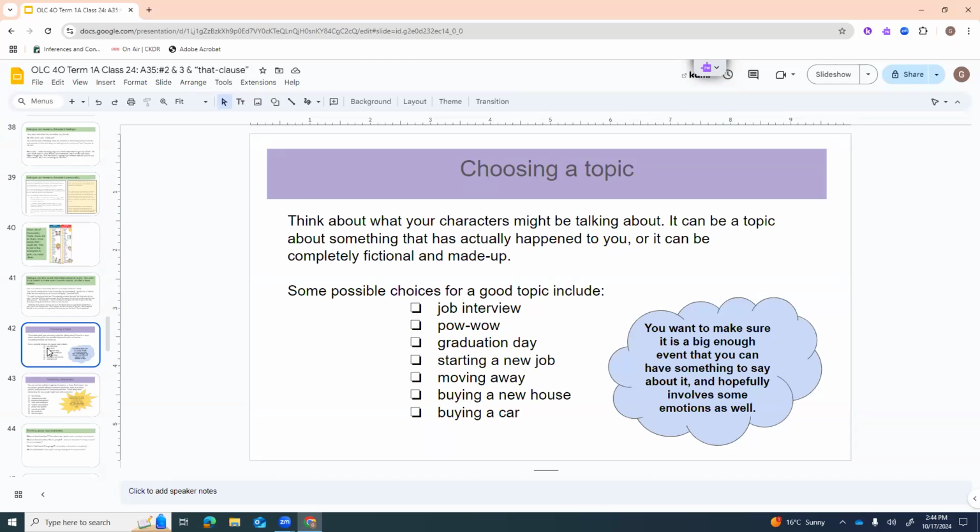If you choose something really small, like, oh, oops, I fell off my bike, often there just isn't enough to say about it. And then you're stuck thinking, oh, I can't think of anything. And it's just really because the event's too small. The bigger and more interesting event you pick, the more you're going to have to say, and the easier it will be to write a page worth of dialogue.